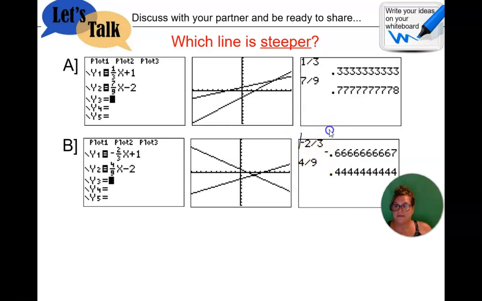So if I'm thinking about the absolute value of -2/3, that's going to be the absolute value of -0.6 repeating, which is approximately positive 0.67, because the absolute value of a negative number is a positive number. When we compare that 0.67 to 0.44, we see that the 0.67 is the steeper line because it has the larger magnitude. So this -2/3 x plus 1 is steeper than 4/9 x minus 2.